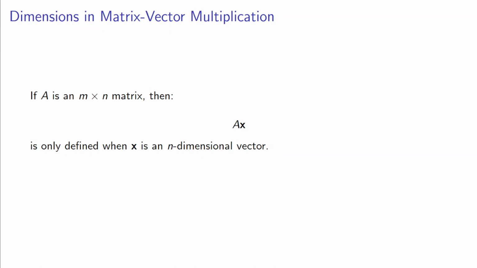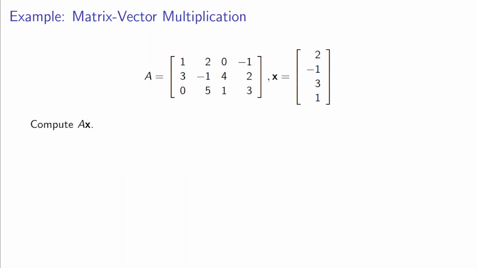I just want to make a note here: if A is an m by n matrix, then A times X is only defined when X is an n-dimensional vector, and the product AX will be an m-dimensional vector. So it's important that this is only going to be defined in certain scenarios. So let's try this example here.